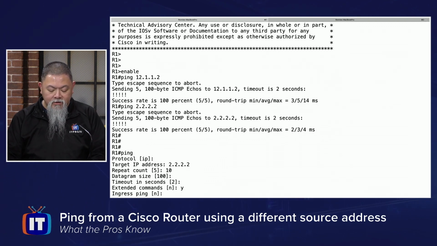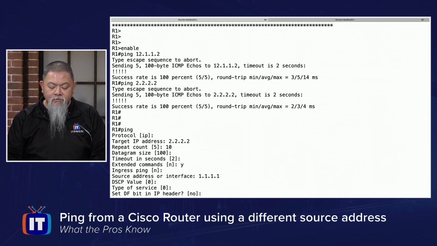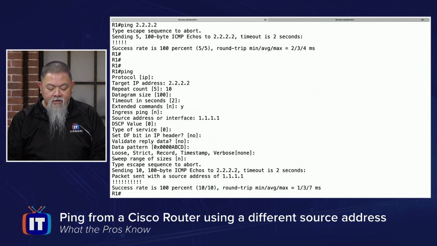And now ingress ping, we're going to say no. Source address or interface, well, I want to ping from 1.1.1.1. And now I'm simply going to press enter until it finishes. And we'll see there it is. There's 10 pings in a row. And there we go. We can actually use that.